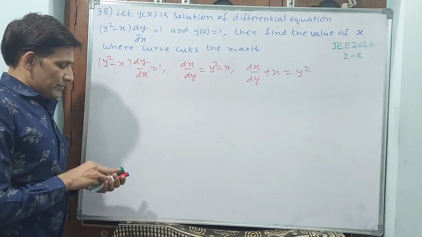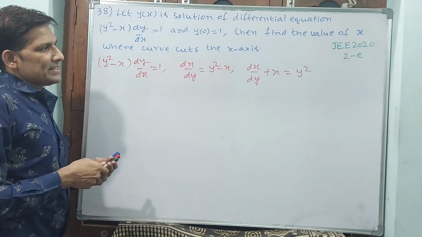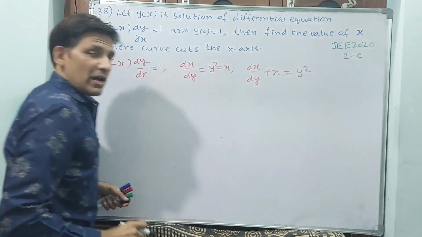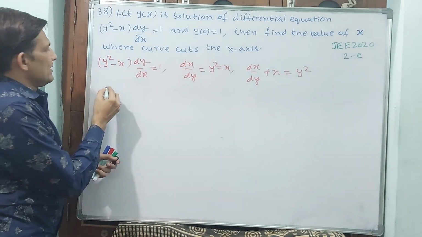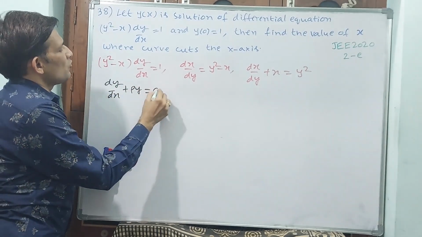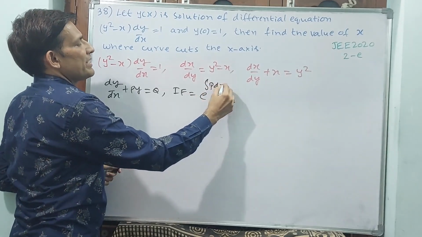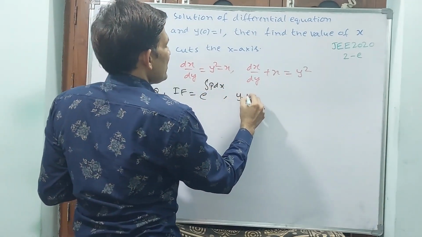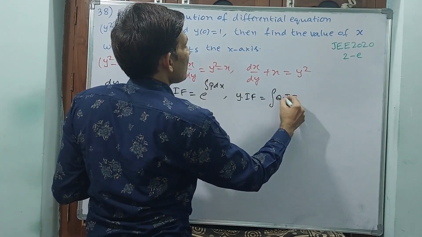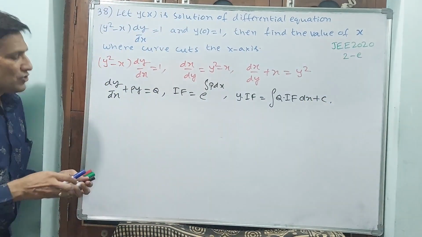But see here, you have to reverse the equation. Whenever dx by dy comes, first you write that equation formula and compare, or else you are going to make a mistake. See what I want to say. dy by dx plus py is equal to q, if available, integral factor is equal to e power integral p dx, and also y into integral factor is equal to integral of q into integral factor dx plus c.